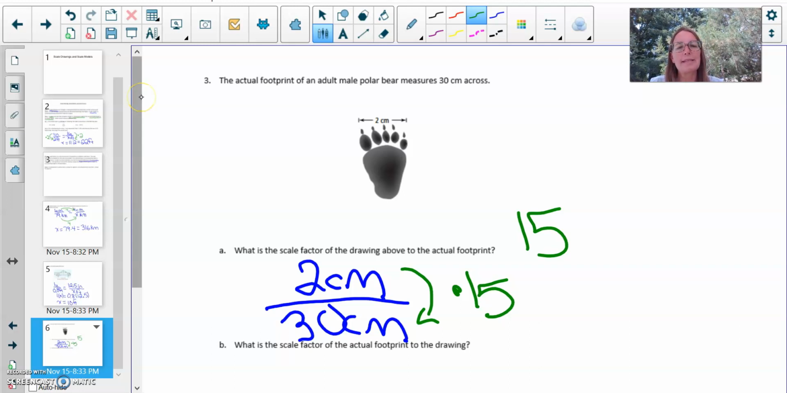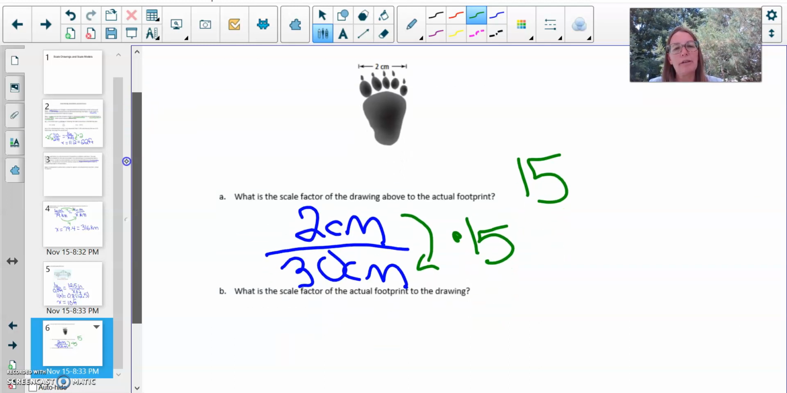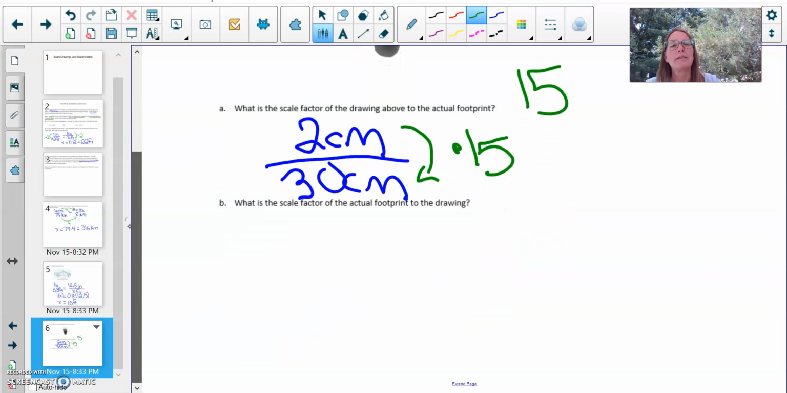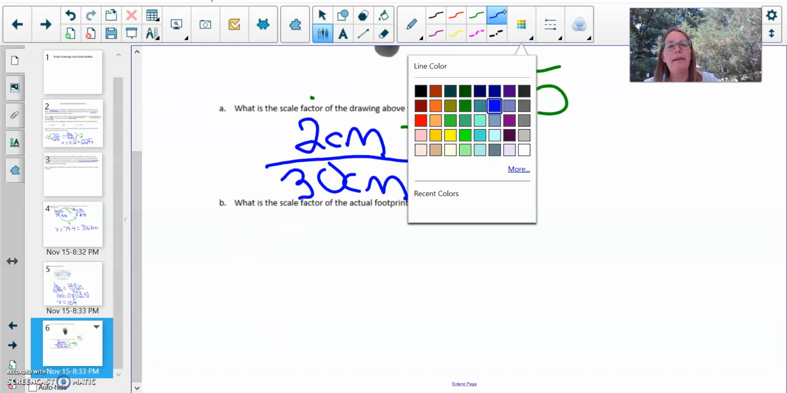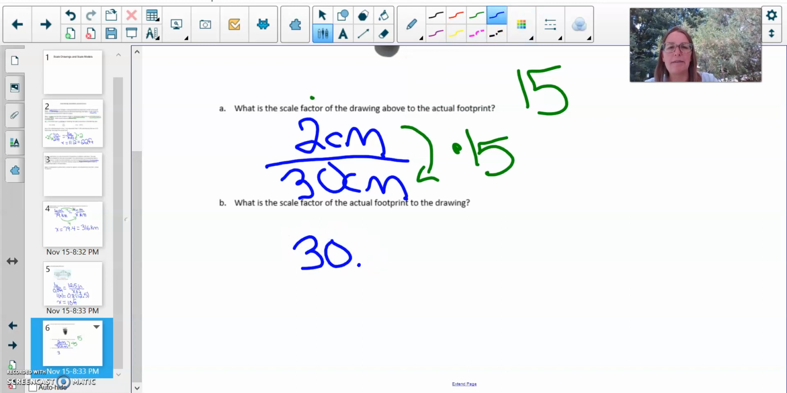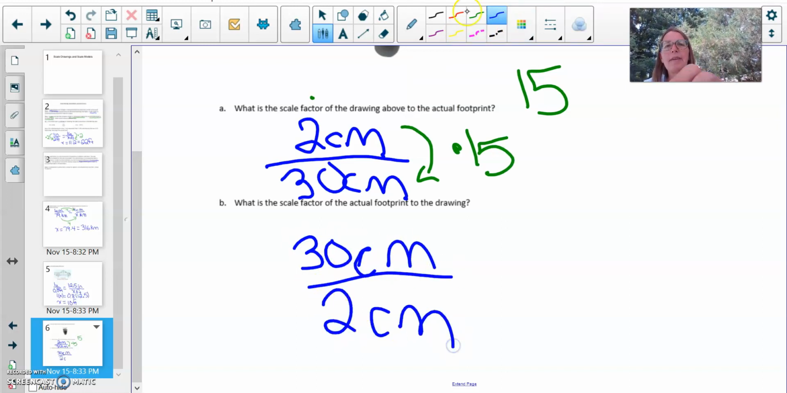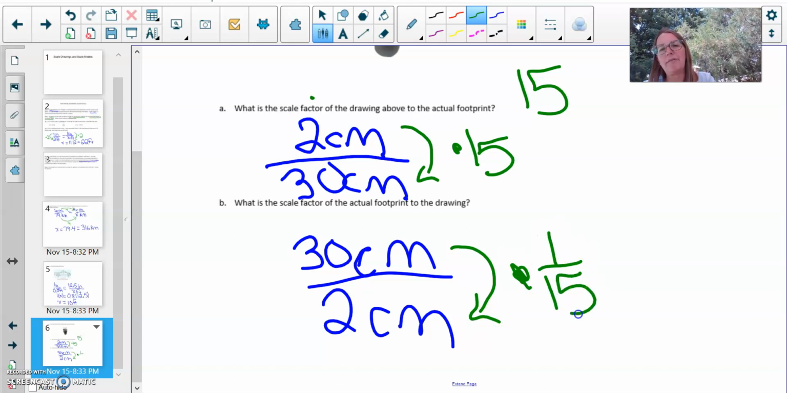In part B, what is the scale factor from the actual to the drawing? So now I'm going the other way. So I'm going from 30 centimeters to 2 centimeters. So what do I multiply 30 by to get to 2? It would be that reciprocal, 1/15. So this scale factor would be 1/15.